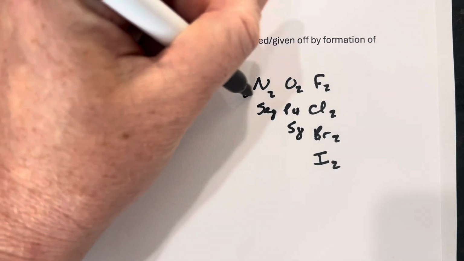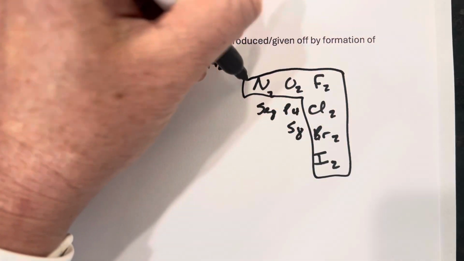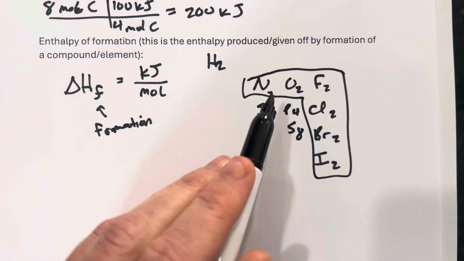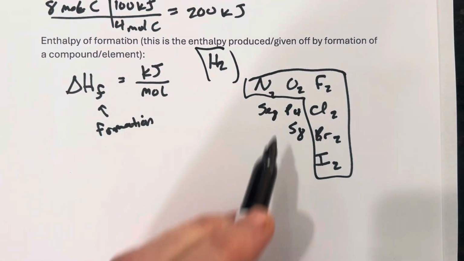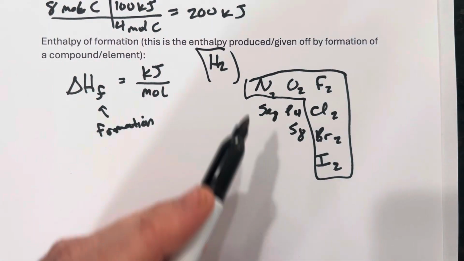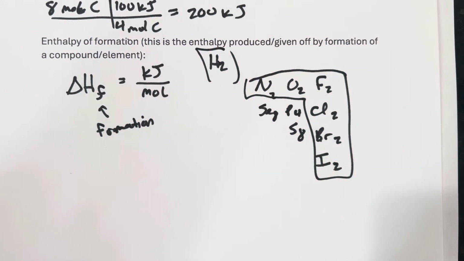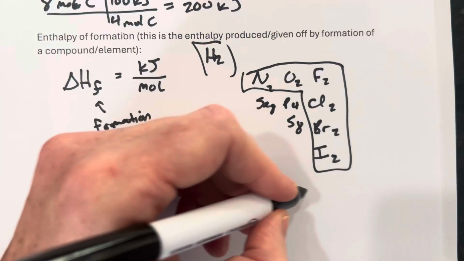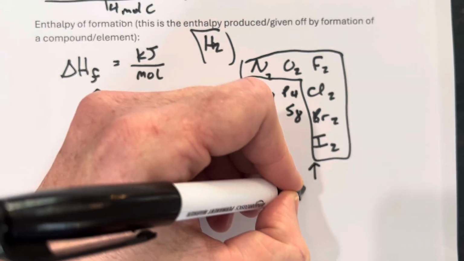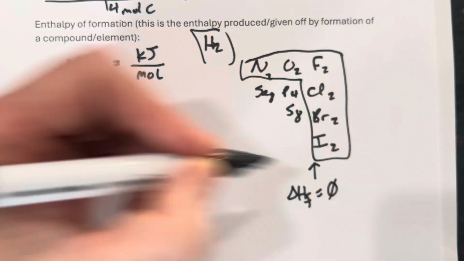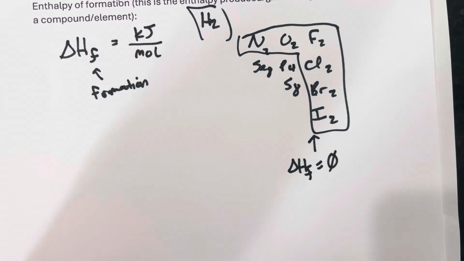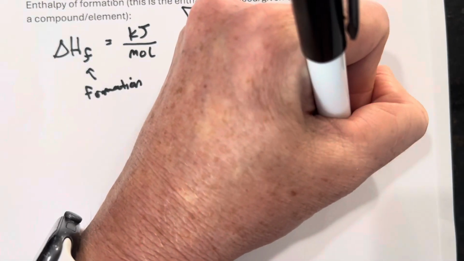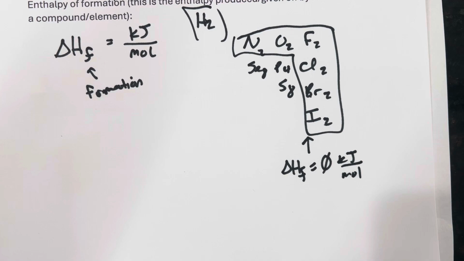So the most important thing that we're going to be talking about are these. They make a number 7 plus the hydrogen. So there are 7 of them, and they make a number 7 plus the hydrogen. Okay. Why these are important is because these all have delta H of formation equaling 0. In fact, anything in its elemental state, and that would be kilojoules per mole, has an enthalpy of formation of 0.